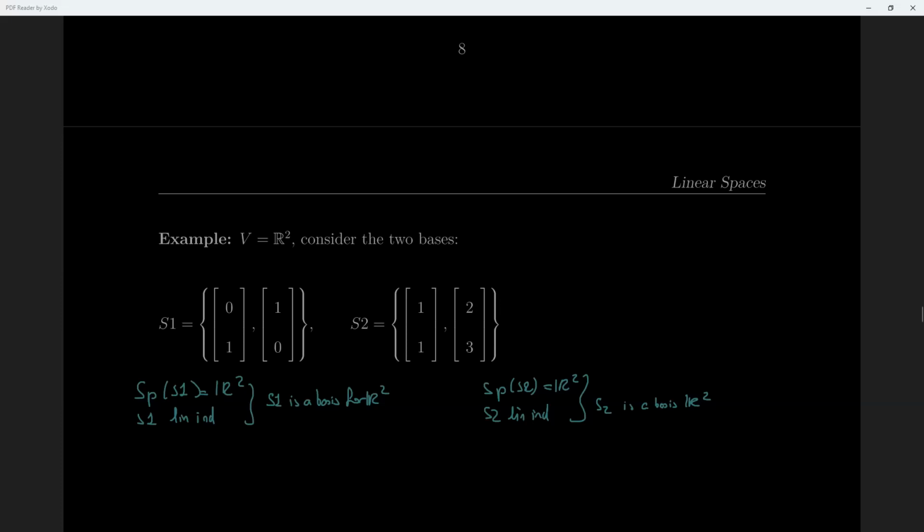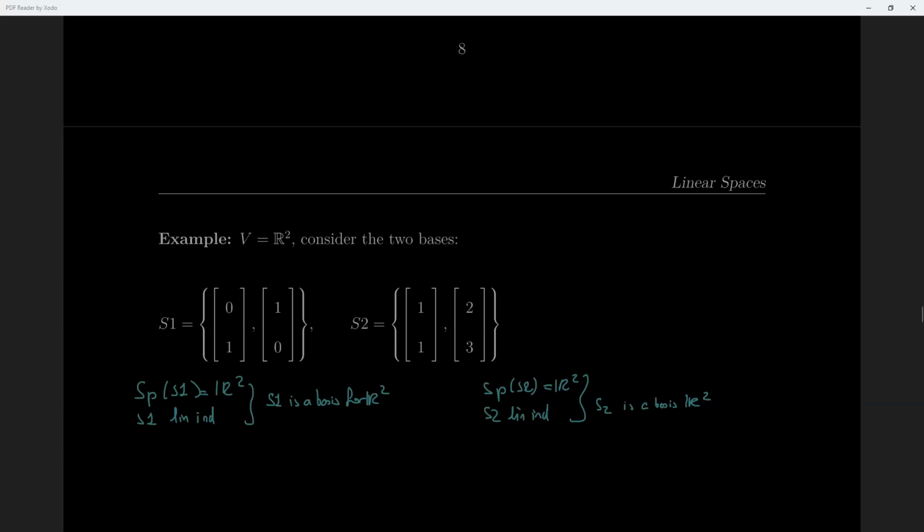You can claim that, but you have to prove that actually. There is a proof for that. It is possible to prove that when we're talking about R^n, for example, and you have n linearly independent vectors, then you can claim that this is a basis set. But there's a proof for that. Okay.